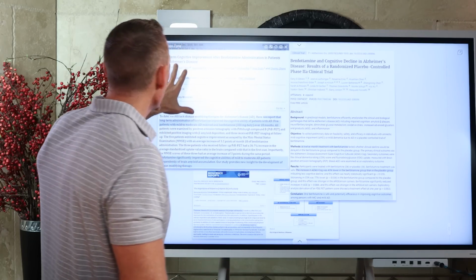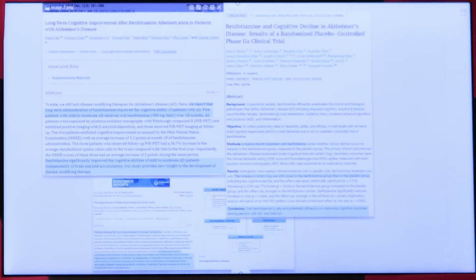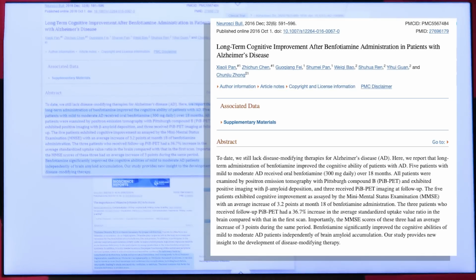So this first study was published in 2016, long-term cognitive improvement after benfotiamine administration in patients. What is benfotiamine? This is a form of vitamin B1. It's a fat-soluble form of vitamin B1. And what they did in this study is they gave, for 18 months, 300 milligrams daily of benfotiamine to some patients and then tracked their progress.